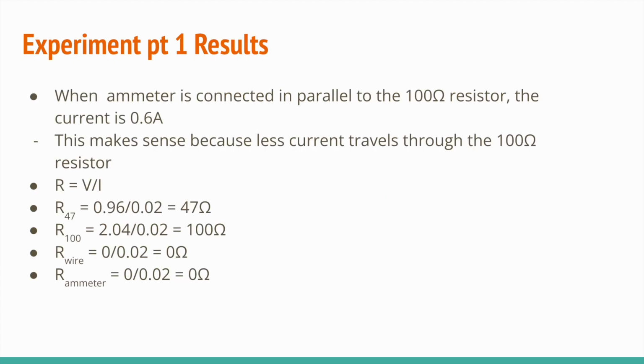When the ammeter is connected in parallel to the 100 ohm resistor, the current is 0.06. This makes sense because less current travels through the 100 ohm resistor. And the following is the resistance at each of the resistors, using voltage and current to confirm it.